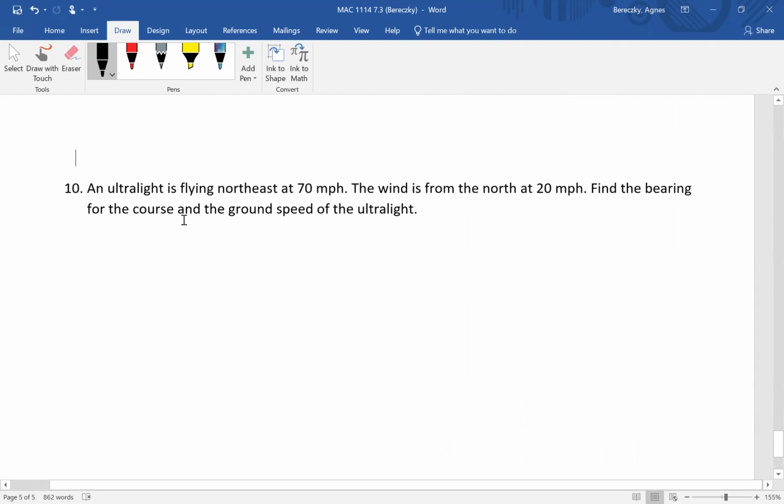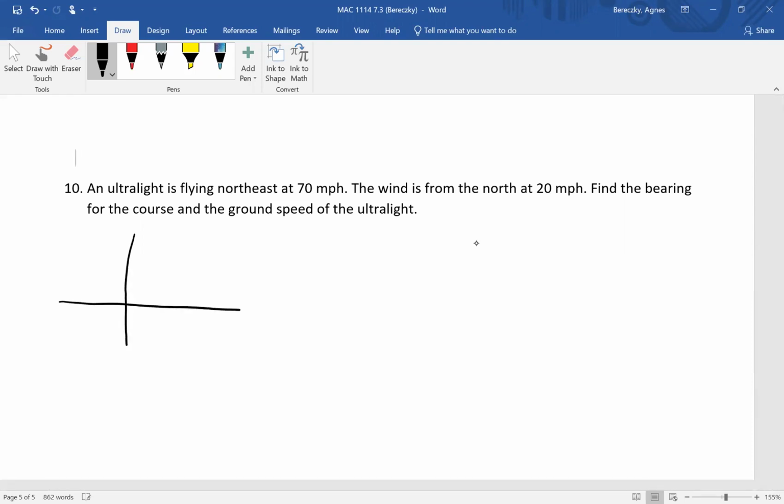Number 10, an ultralight is flying northeast at 70 miles per hour. The wind is from the north at 20 miles per hour. Find the bearing for the course and the ground speed of the ultralight. So I'm just going to make a picture over here. Northeast. So that's going to be this direction. 70 miles per hour. The wind is from the north, 20 miles per hour. Find a bearing for the course and the ground speed of the ultralight.